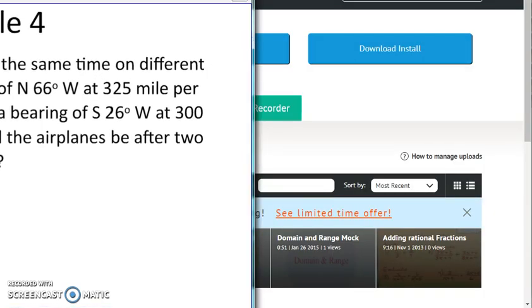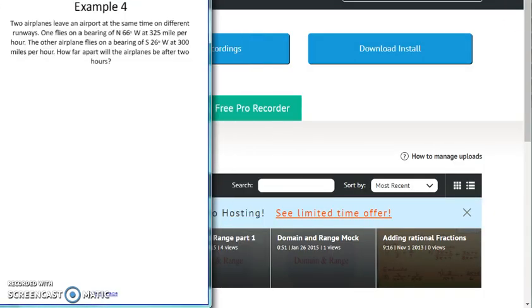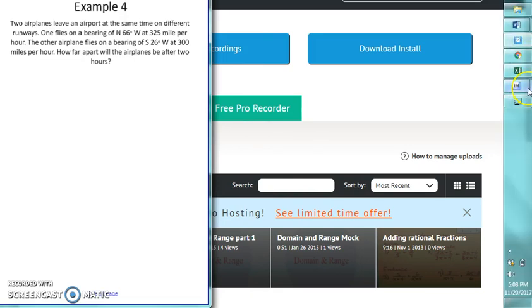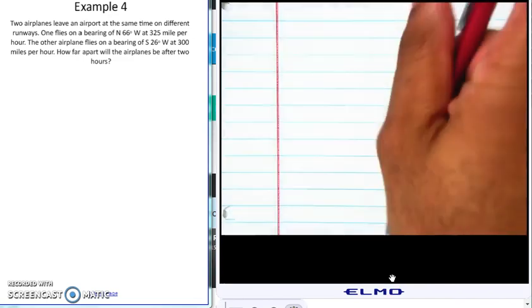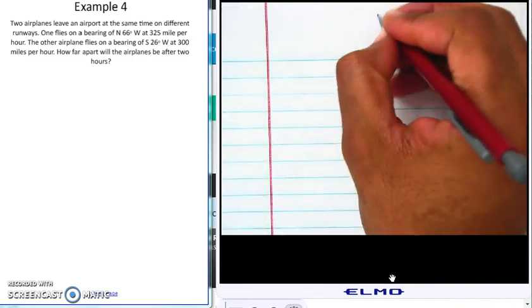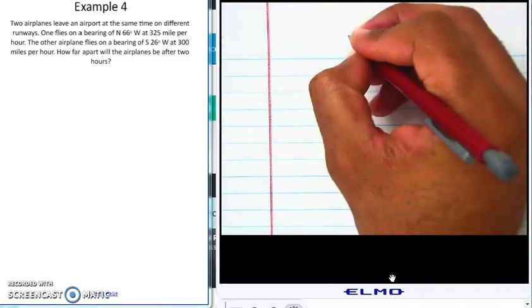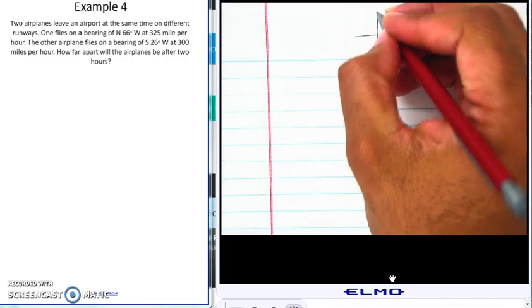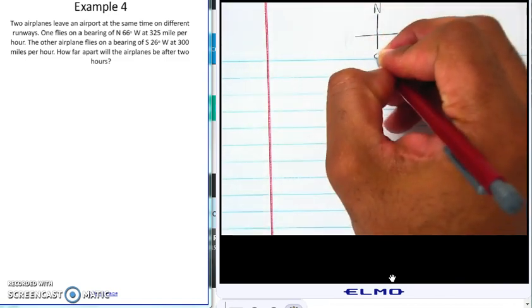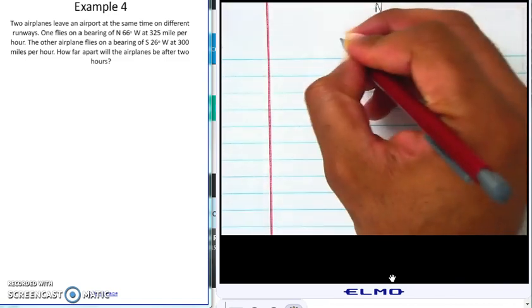So let's take a look at this part here. And let's go ahead and get to my, there we go, Elmo. So again, first off, we know our north, south, east, west are cardinal directions. North is up top, south is down here, east, then west.